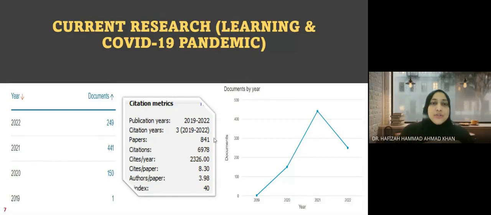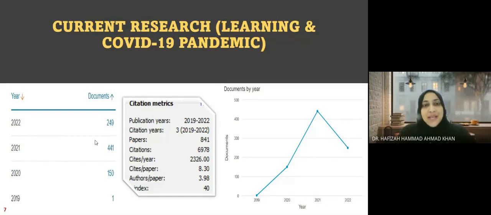So this is the result. For example, we can see here the research related to online learning and the COVID-19 pandemic. The study started in 2019, where there was only one article. In 2020, we have 150 articles in the Scopus database. In 2021, we have 441. And in half a year of 2022, we already have 249, and it's expected to be more than 500 by the end of this year.